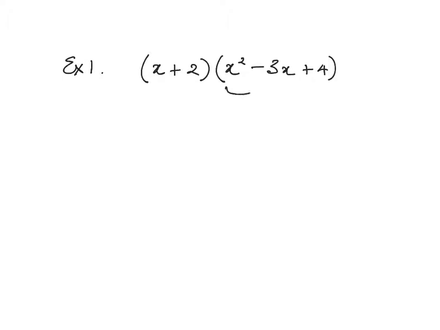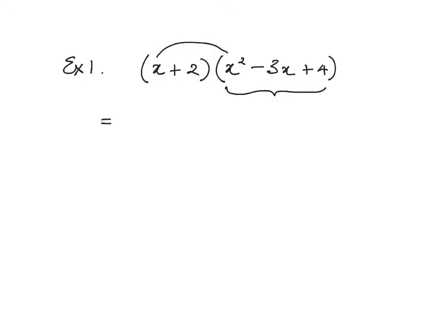Example 1. x plus 2 in the first bracket and x squared minus 3x plus 4 in the second bracket. The thing to note is that the second bracket has 3 terms, so that makes the expansion just a little bit more difficult.